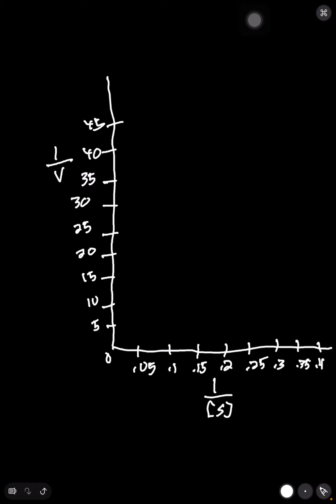Okay. All right, so then all you have to do is start plotting them. So first data point, let's see, it should be 0.4 and 41, so that's going to be somewhere up here. 0.2, 27.7, so right about here. 0.1, 18.8, 0.067, 16.7, something like that.